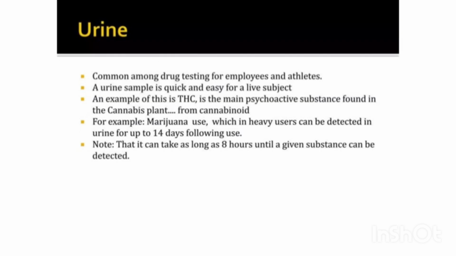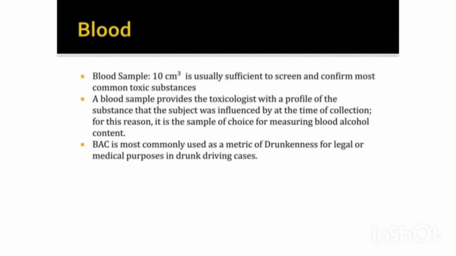We know that the urine sample we can get from athletes or from other employees. We can use it for identifying whether the persons are taking a drug or not. It is usually done in athletes. And the blood sample may be from a living or a dead person. Blood is also an important indicator for toxicological reactions.